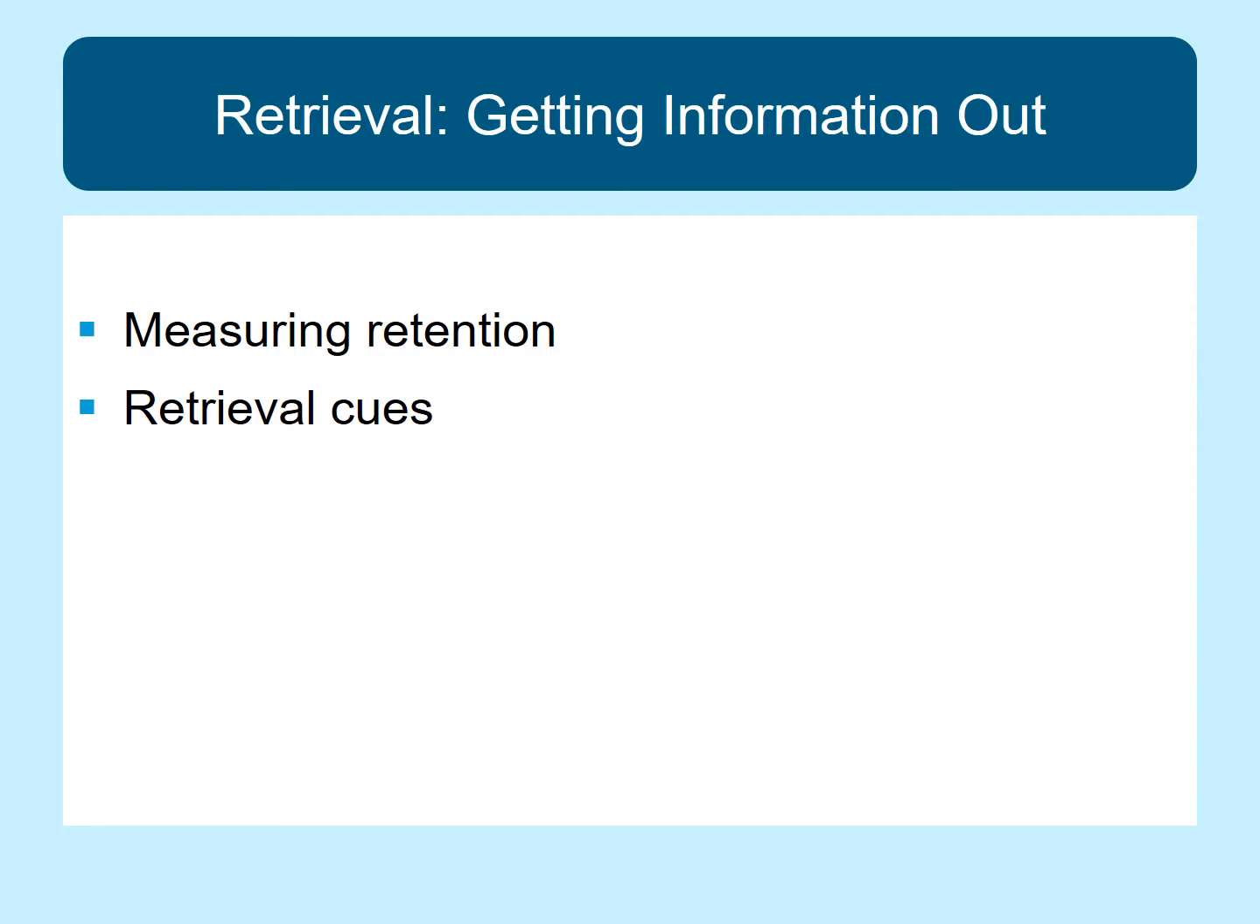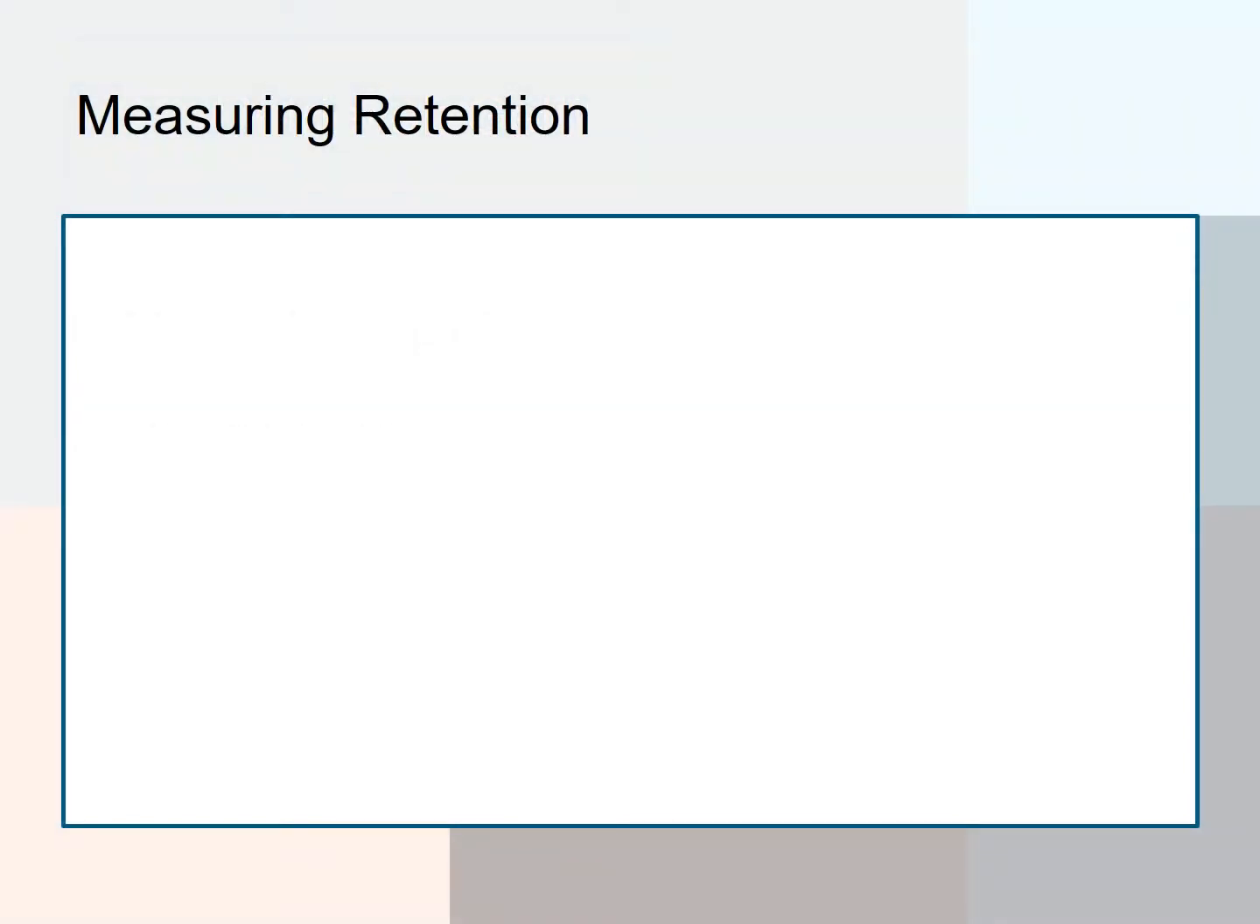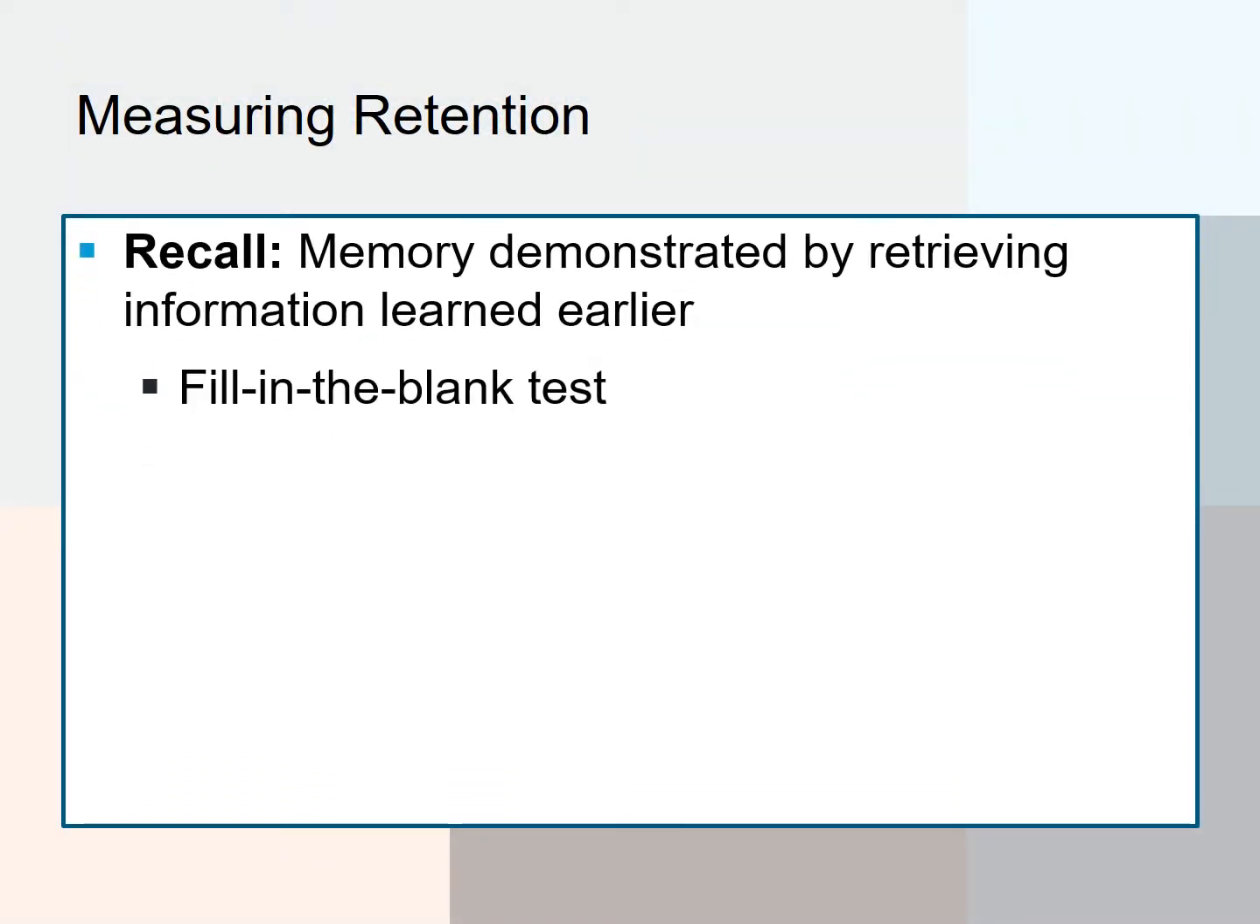So retrieval, or getting the information out of your brain. This measures your retention of the information, and we'll also talk about retrieval cues to help get the information out. Measuring retention. So recall. Memory demonstrated by retrieving information learned earlier. For instance, a fill-in-the-blank test. You have to remember the specific information. Other than the sentence around it to give you clues, if it's not in there, well, you're not going to recall it very easily.